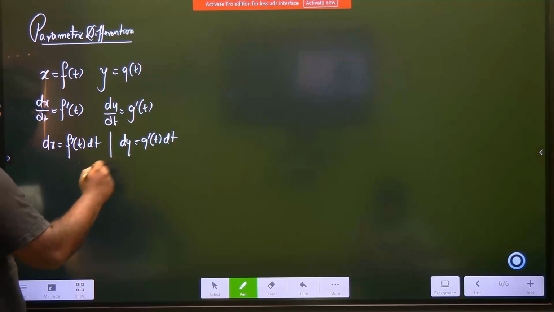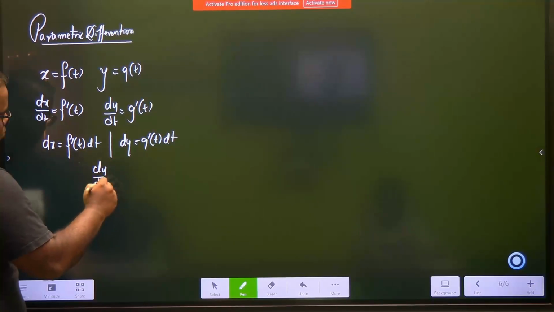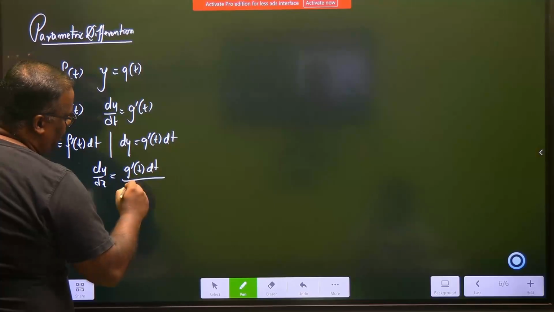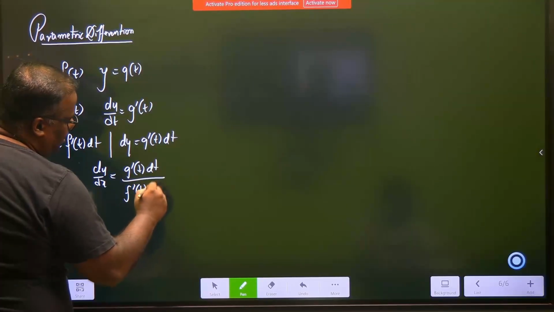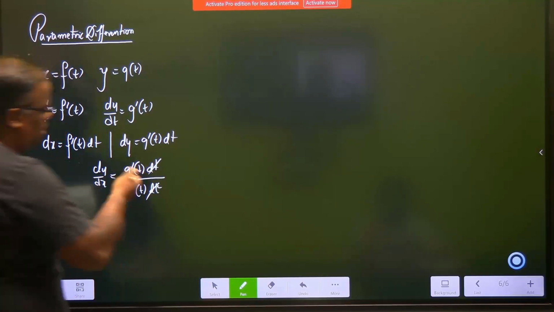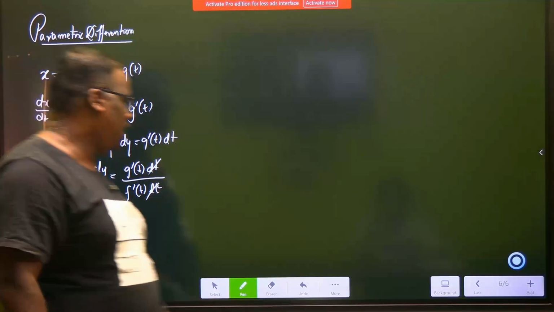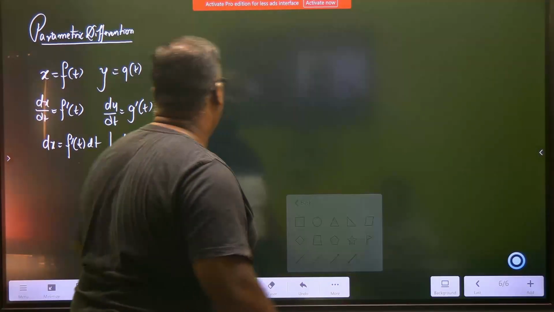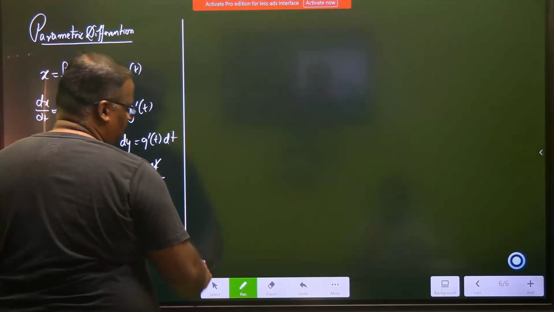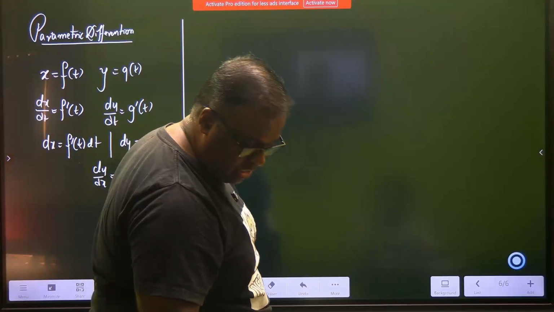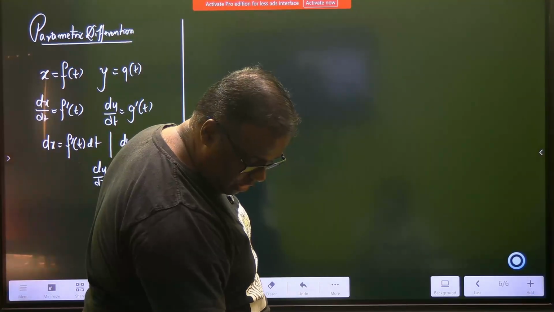Now combine these two and you want to find dy by dx, which is very easy: g dash t dt divided by f dash t dt. The two dt's cancel each other. That's your dy by dx. That's how we do it. This is a basic funda. Did you understand? Your x and y will be in terms of some third variable. So let's take one problem, then it becomes easy.